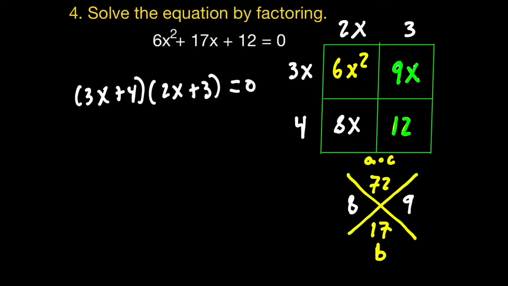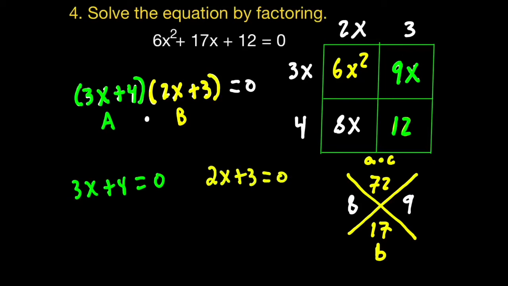And now that I factored, I can make use of the zero product property, noticing that I have the product of two things, and that product is equal to 0. So I can make this claim: 3x plus 4 is equal to 0, and 2x plus 3 is equal to 0.